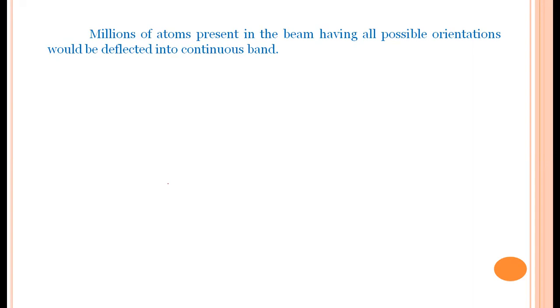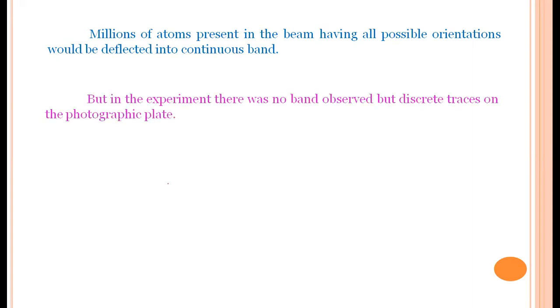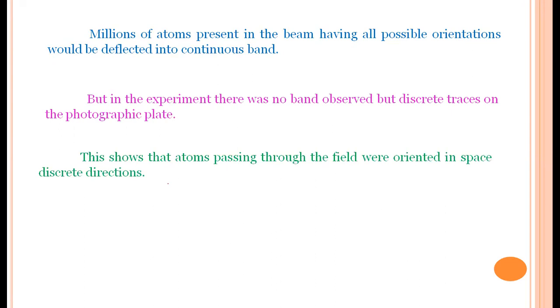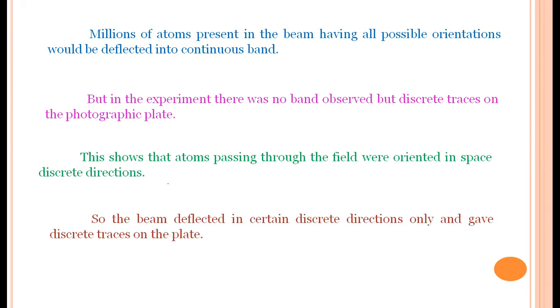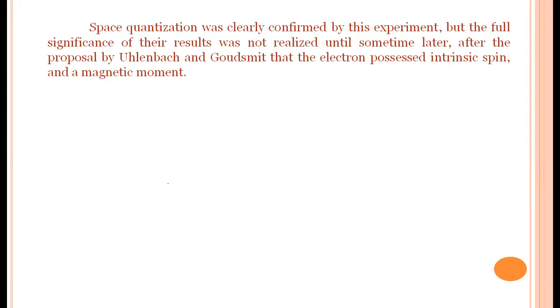It is not a continuous band. In this experiment, no band was observed. We observed two traces on the photographic plate. This shows that atoms passing through the field were oriented in discrete directions in space. So the beam was deflected in certain discrete directions only and gave distinct traces on the plate.